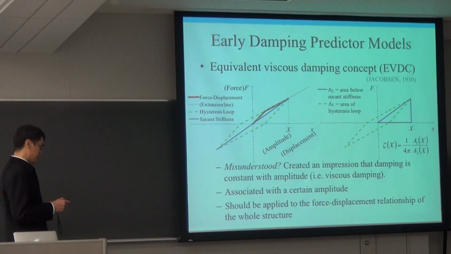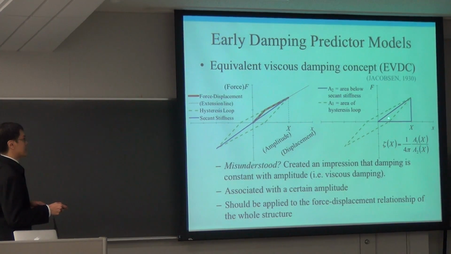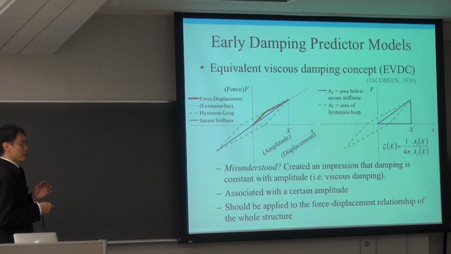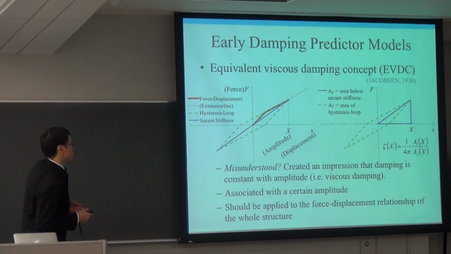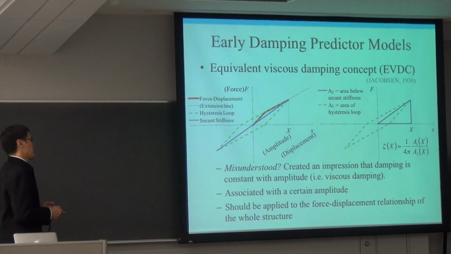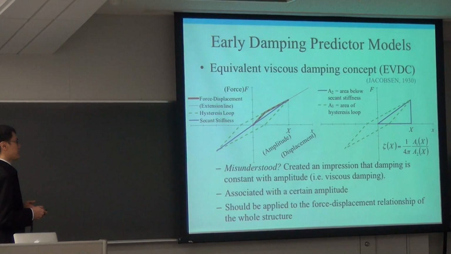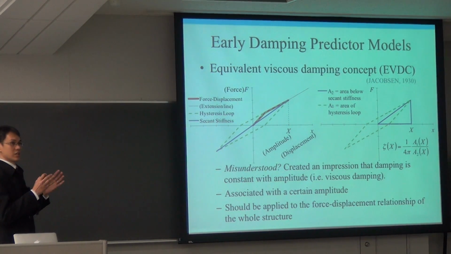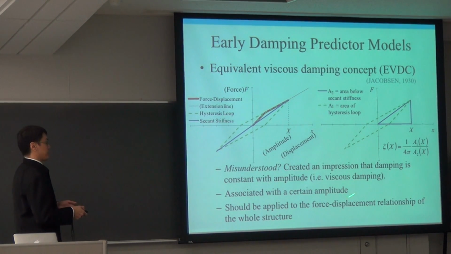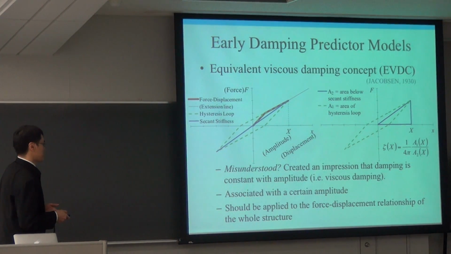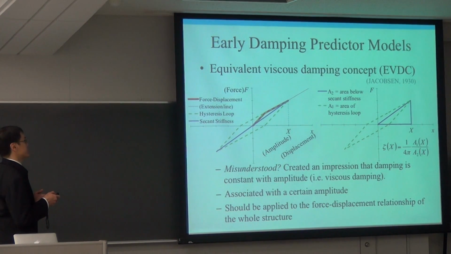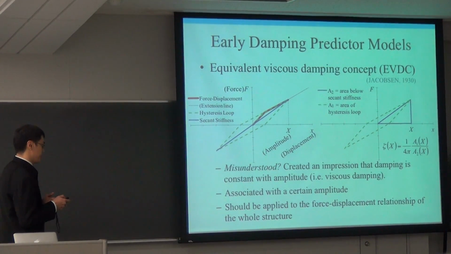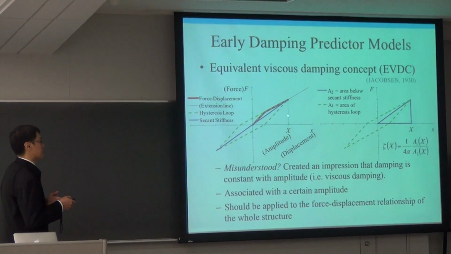It's very simple geometry. And then after you've done that, these represent, of course, work done and energy output. And after you establish the areas, we can get an equivalent viscous damping. But I think there's some misunderstanding about this concept, because I think it created an impression that damping is constant with amplitude. So the early damping predictor models assumed constant damping, and effectively they assumed viscous damping in structures. But the truth is about this equivalent viscous damping concept, it's actually associated with a certain amplitude.